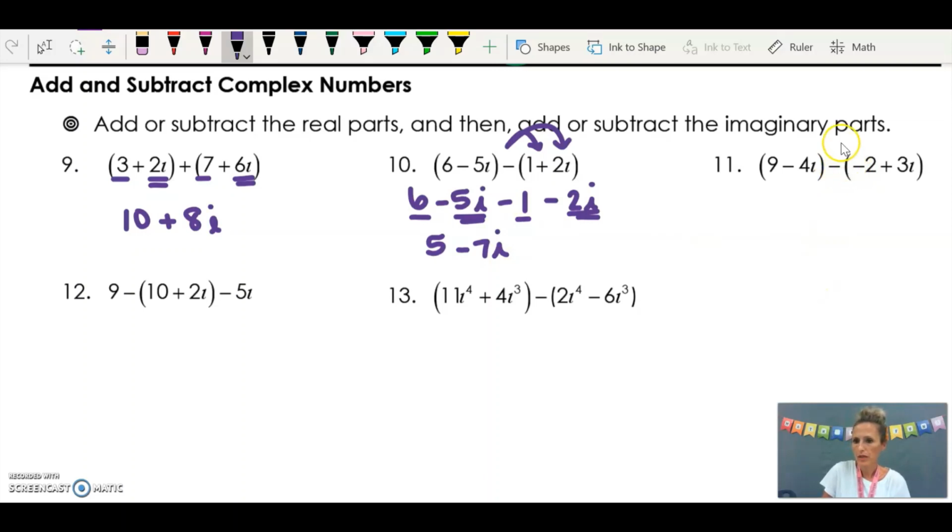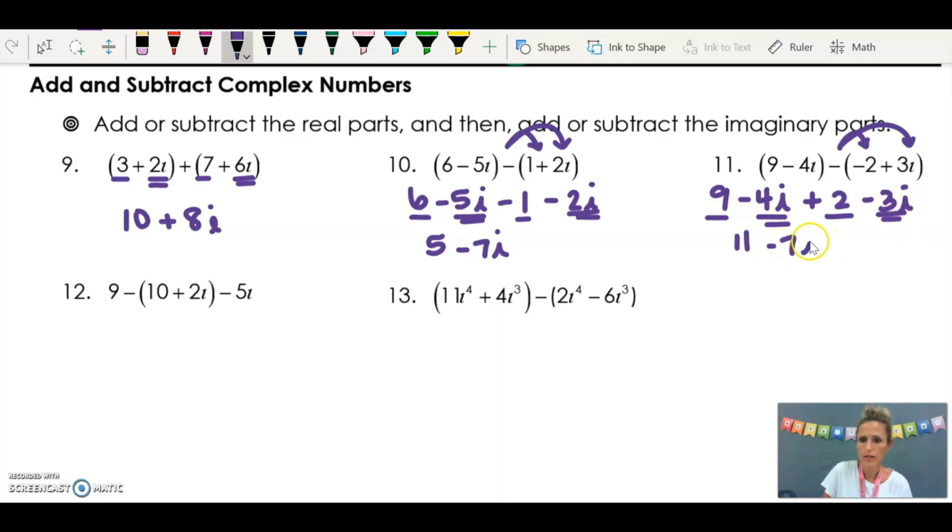Next one, we have the same thing. We're distributing a negative. So that's going to give me 9 minus 4i plus 2 and minus 3i. 9 plus 2 is 11, and negative 4i minus 3i is negative 7i.